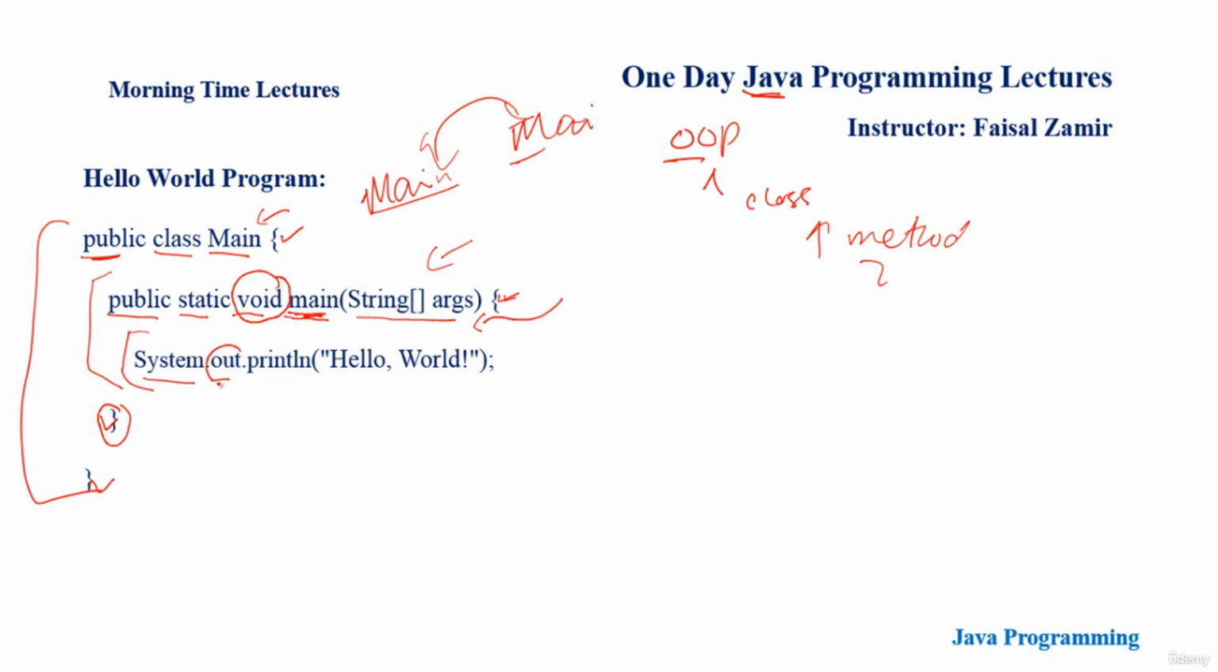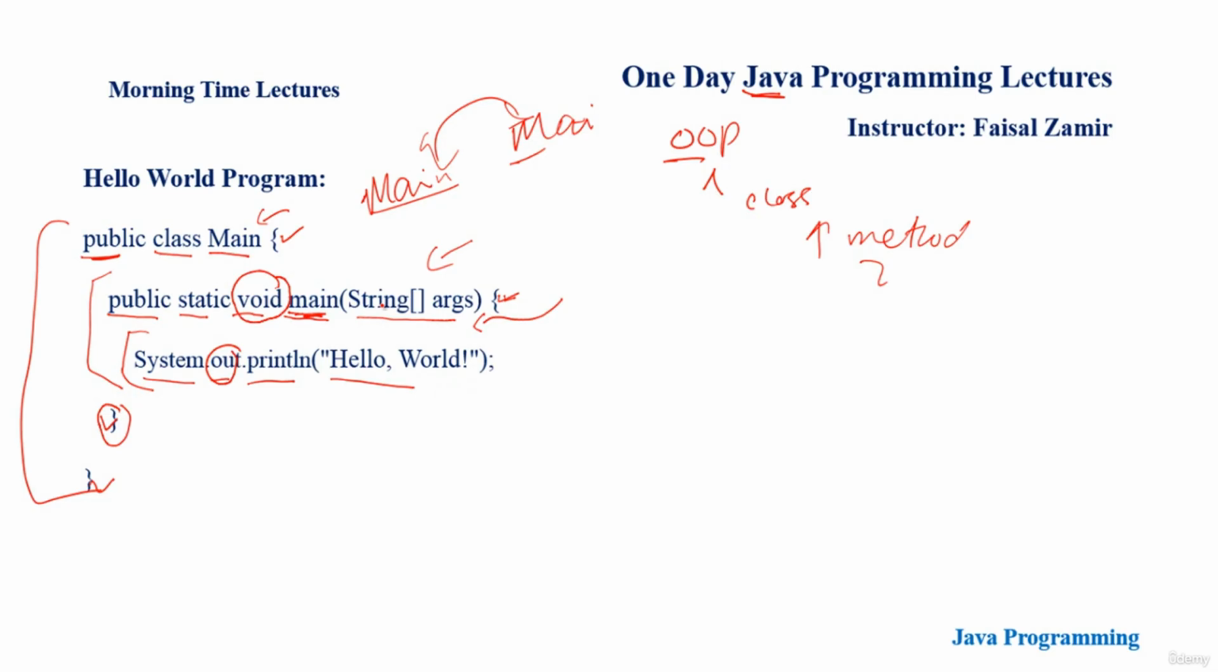System.out, out means I want to output, I want to display something. Print line, println, actually print line. So this line I want to print hello world. This line should be displayed to the user, and put a semicolon at the end. So this is a basic program in Java.